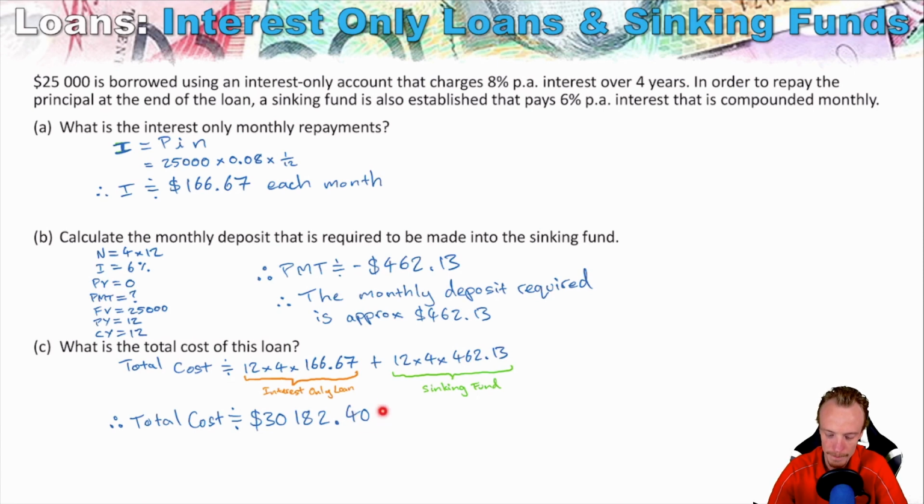Now, what's really interesting here is we've established the total cost to whoever's taking out this loan to be able to repay that $25,000 essentially to the lender. Now, you might instantly think here that means the lender receives just $30,182.40 in total. But it's actually not quite that amount. So let's think about how much the lender has actually received from us in payments.